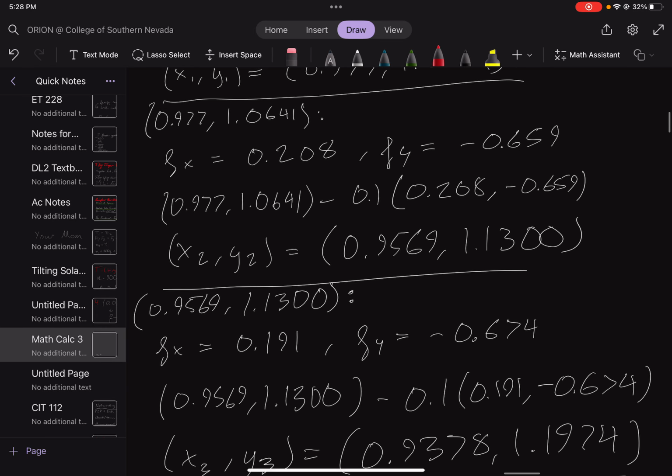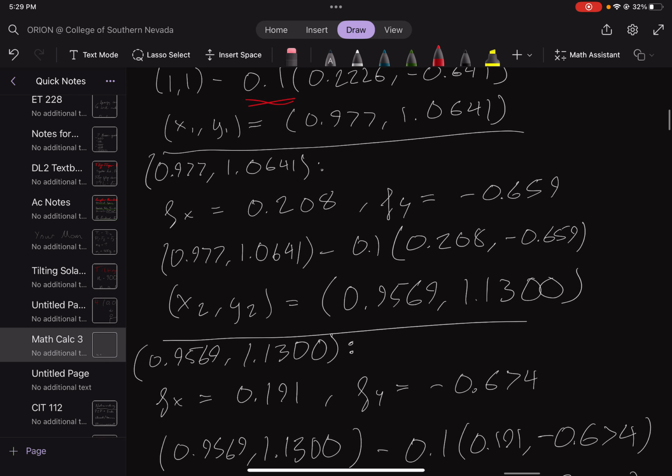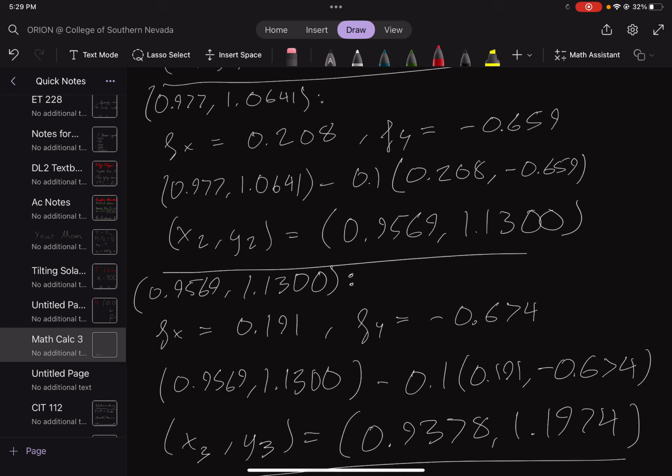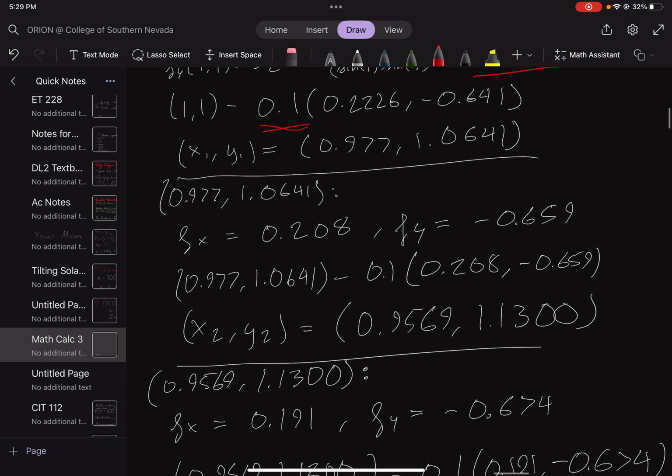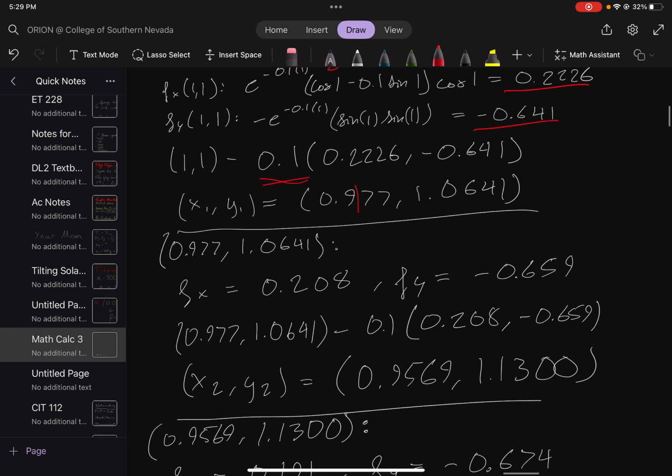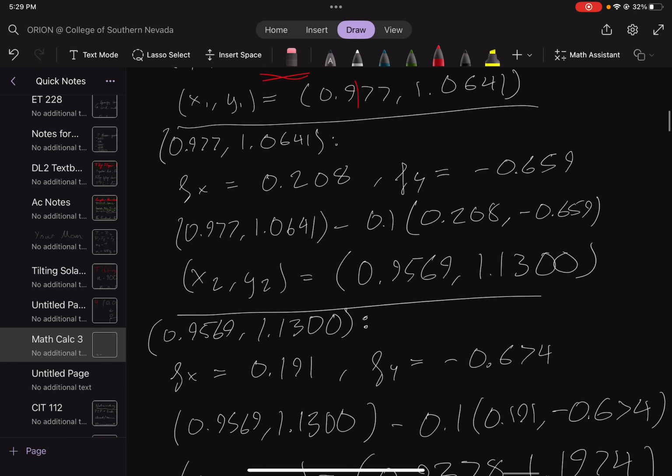And then we take the next one, 0.977, 1.0641, and we get the f of x and the f of y. I did it separately here and didn't write it down. I just did it through my Desmos scientific calculator. I used a tip from somebody to get that done a little quicker, because it's a really long calculation. But you're doing the cosine, the e to the negative 0.1x, and the sine and the sine, and you're getting those two different values.